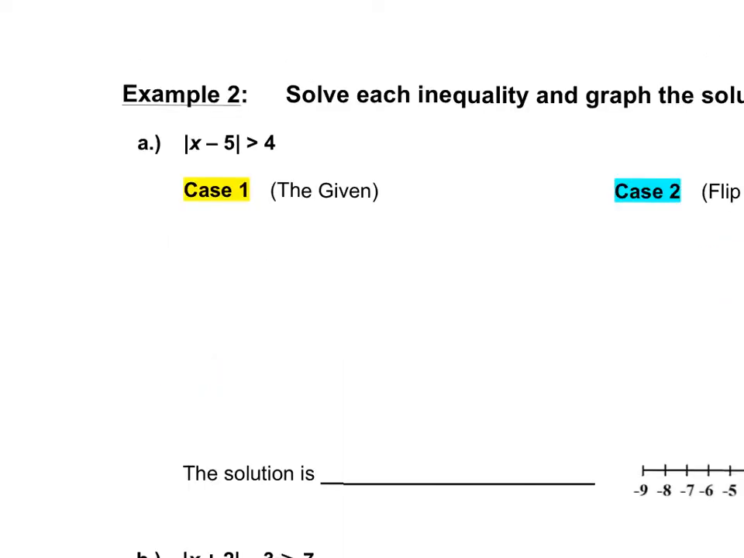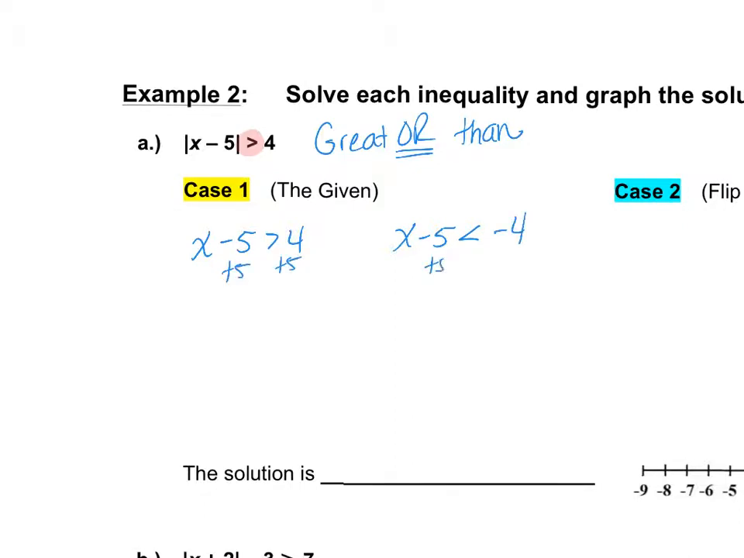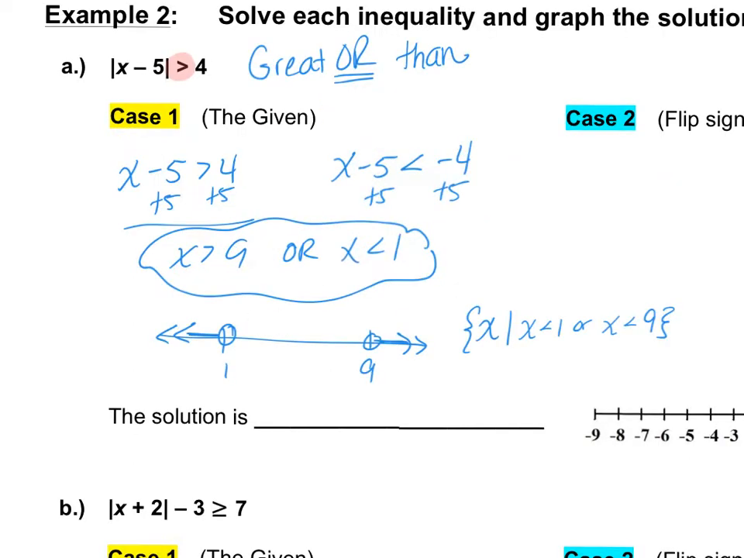Okay, for example 2, the difference now is that this is greater. I call it greater. It's an or, greater than. Okay, so we write our first original given problem without the absolute value bars, and then we flip the inequality sign and change to a negative. Add 5 to both sides. X is greater than 9, and x is less than 1. Here's the graph and the set builder notation for that.